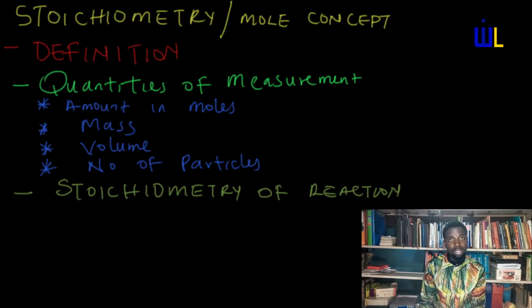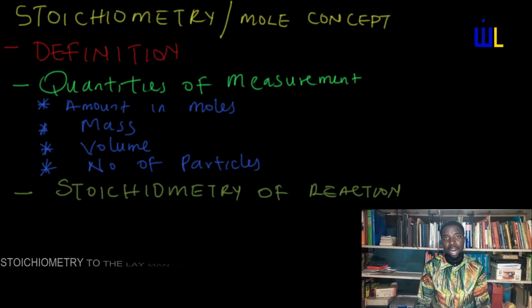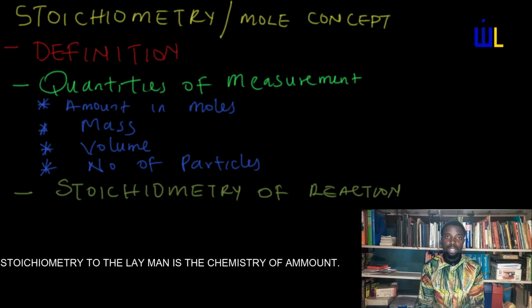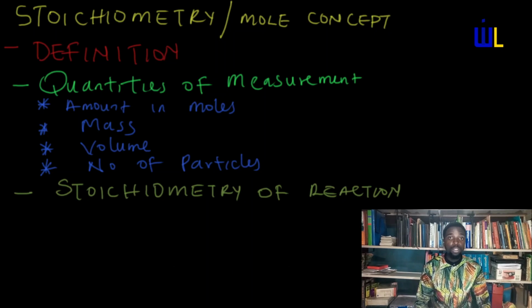So, what is stoichiometry? To the layman, stoichiometry is the branch of chemistry that deals with amount. Once you think about the chemistry of amount, you just talk about stoichiometry. This definition, however, is not all-encompassing. So let's look at a more broad definition of stoichiometry.